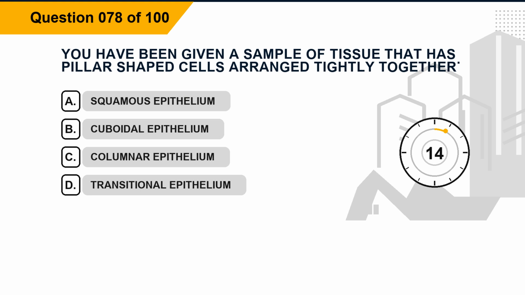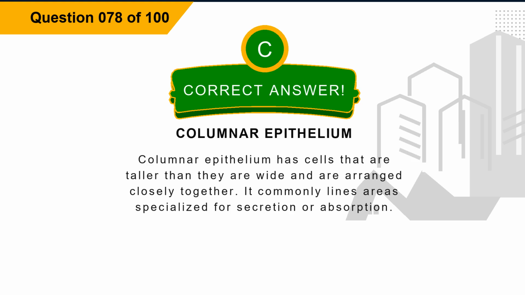Question 78. You have been given a sample of tissue that has pillar-shaped cells arranged tightly together. Option A, squamous epithelium. Option B, cuboidal epithelium. Option C, columnar epithelium. Option D, transitional epithelium. The correct answer is option C, columnar epithelium. Explanation. Columnar epithelium has cells that are taller than they are wide and are arranged closely together. It commonly lines areas specialized for secretion or absorption.